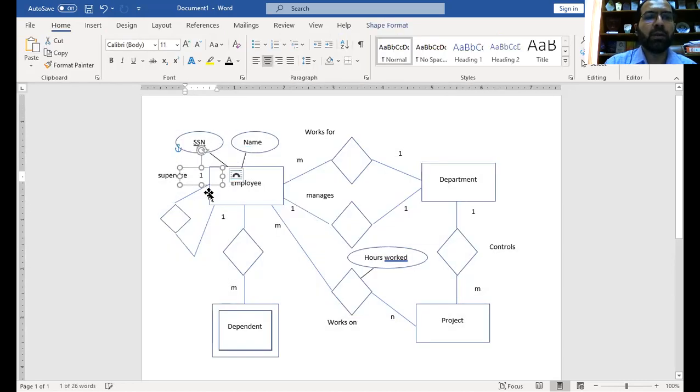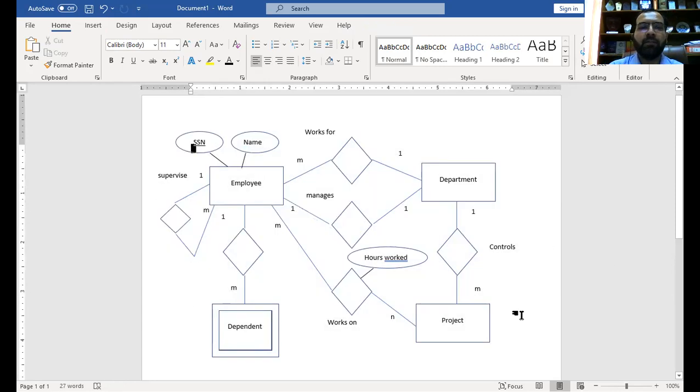So I can put over here one, and I can put over here the many. So that is the relationship we have between employee and the employee is supervised by an employee, and you can see that self relationship is also defined, which is a unary relationship. So we have binary relationships.